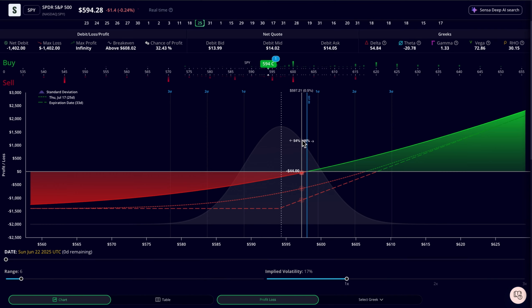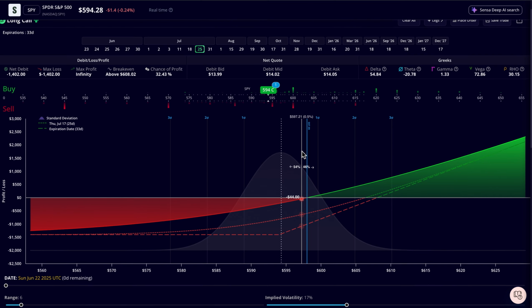But in addition to that, down below, it also shows the probability, the percent chance of the price going above or below that level on this specific day. So based on the current model on the day I'm looking at right now, there's about a 46% chance that the market will go above $596.